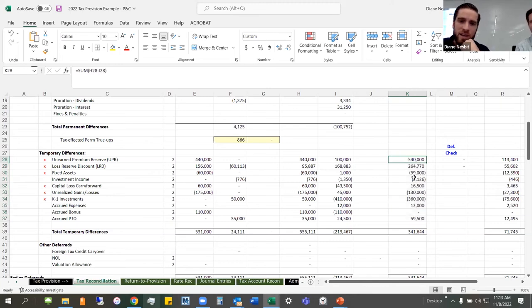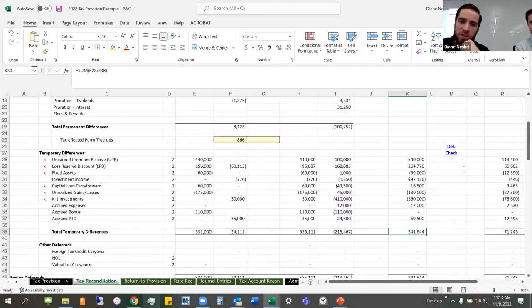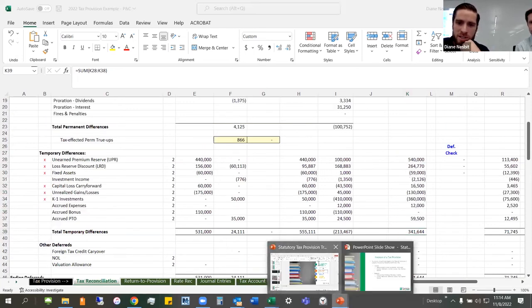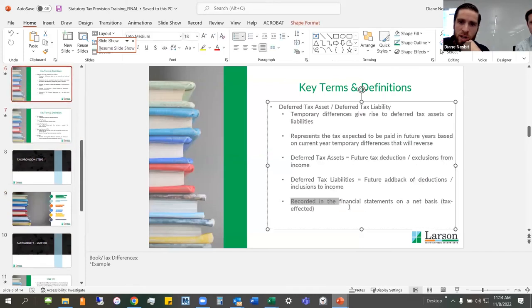What we're saying here is, I've got a total deferred tax asset of 341,000, so I need to record that in my financials. The next step is to say, wait a minute, first, and this is what Jason mentioned in the slides, it's recorded in the financial statements on a net basis.